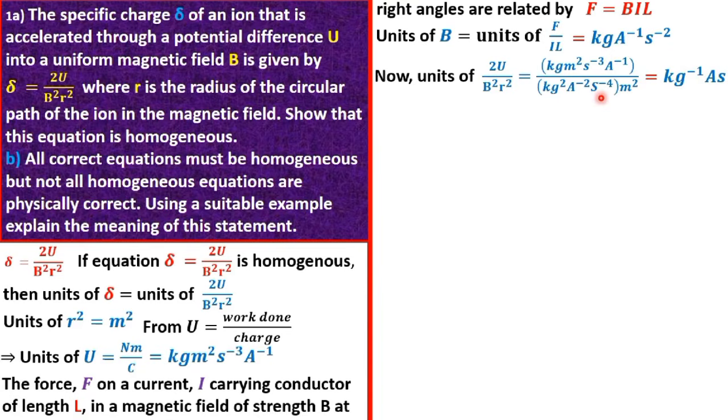Now, friends, now that we have simply found the units of the right hand side, let's go ahead now to find the units of the left hand side. If they are the same, therefore means we can conclude that the equation is homogeneous.